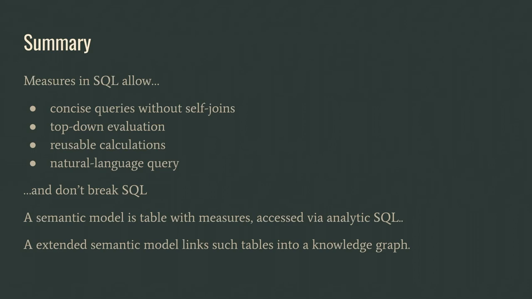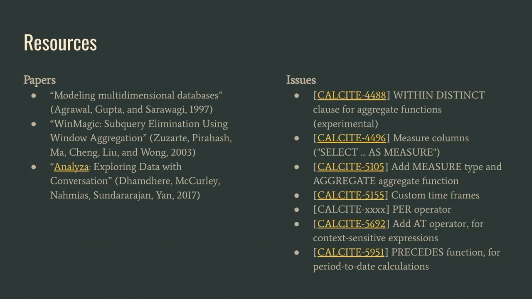So in summary, measures allow you to define concise queries without self-joins. It allows the top-down evaluation model that BI users really want. It allows us to store calculations as part of our data model, not externally, and not have to re-specify them in every query. And it breaks the relational model in a controlled way, but it doesn't break the SQL language. A semantic model is, in my view, a table with measures, and you access it via analytic SQL, so SQL with these extensions. And the extended semantic model, I don't really know what it is, but I just gave a sketch of what I think it would look like.